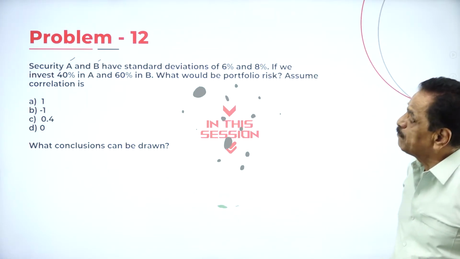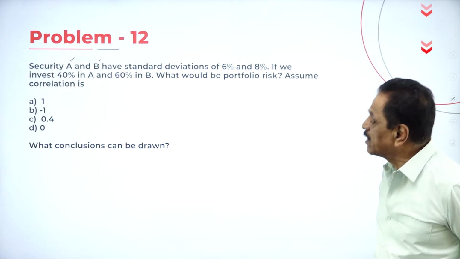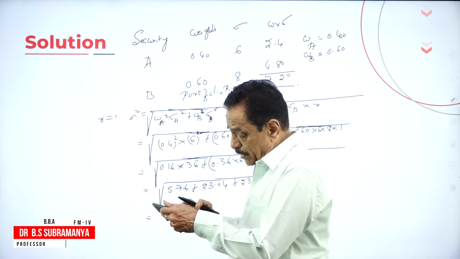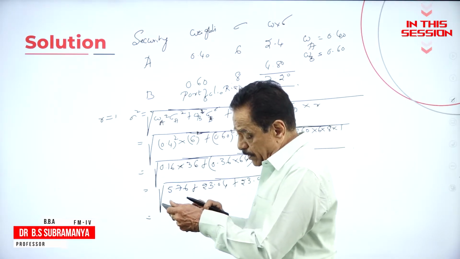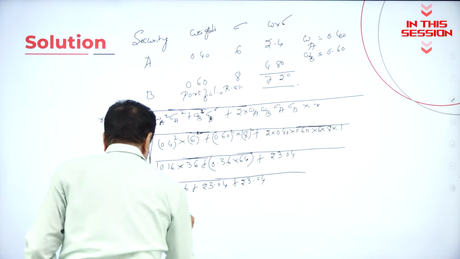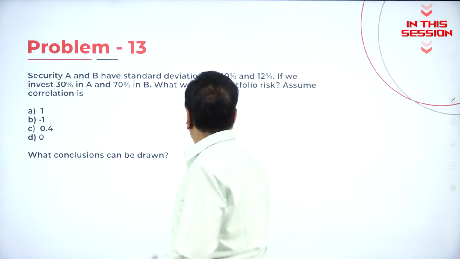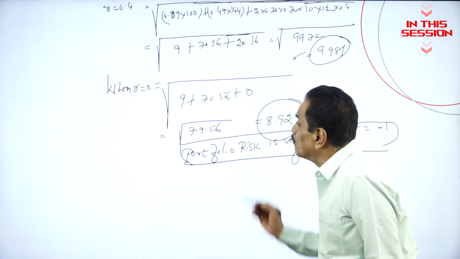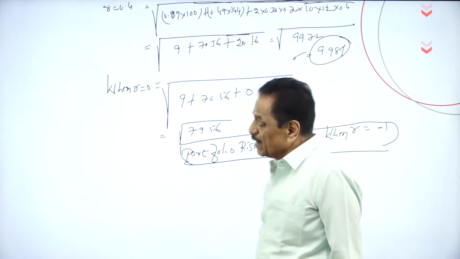Correlation A is 1, B is -1, C is 0.4, D is 0. What conclusion can be drawn? 76 plus 23.04 plus 23.04, 51.84. Security A and security B have standard deviation 10% and 12% when R is equal to -1. So we can see that the risk is very, very less.